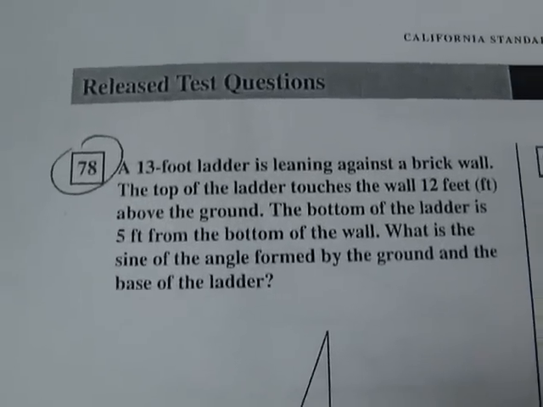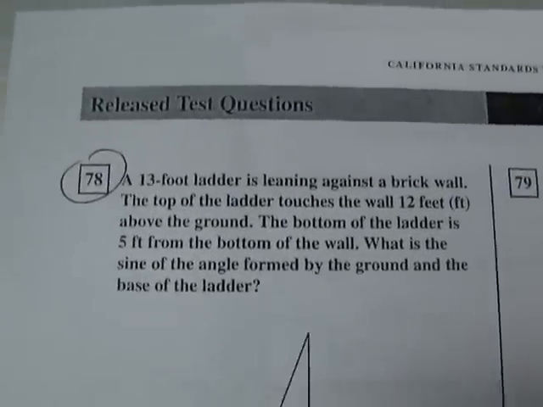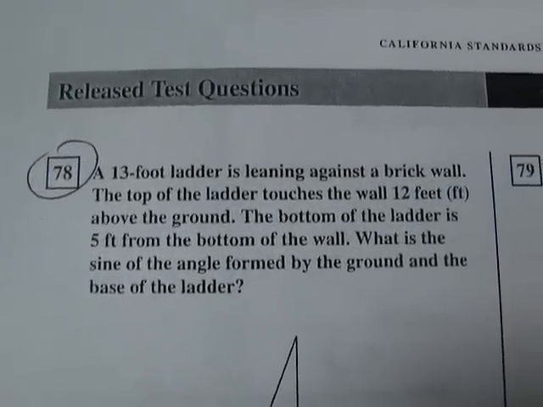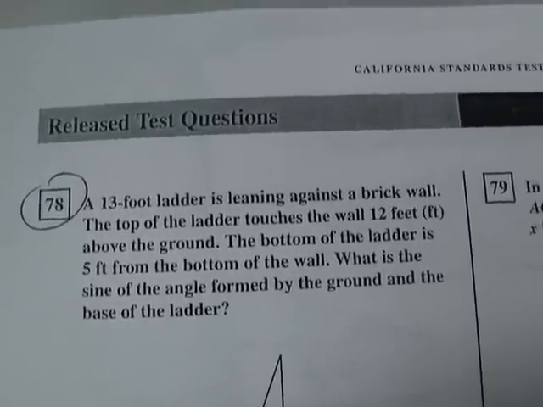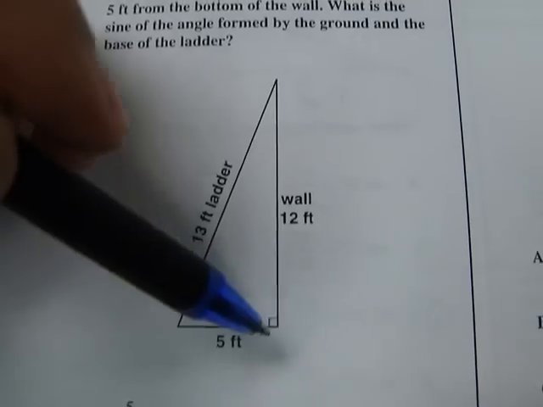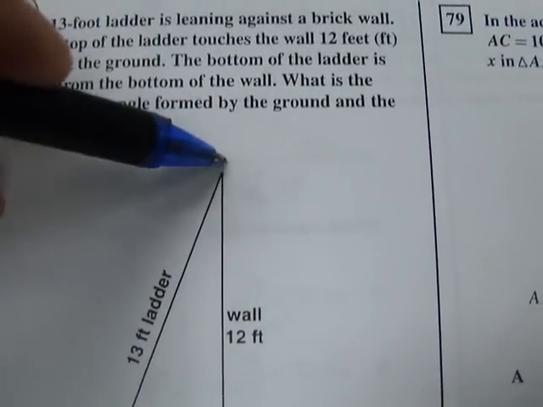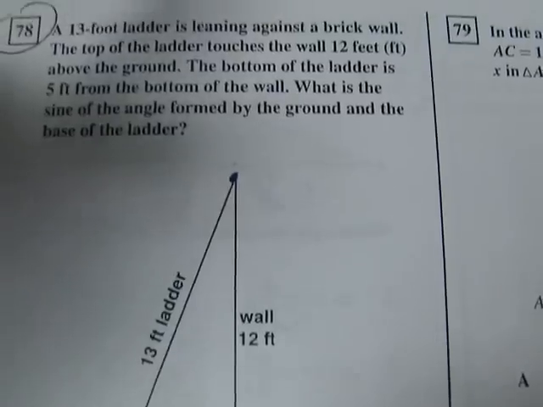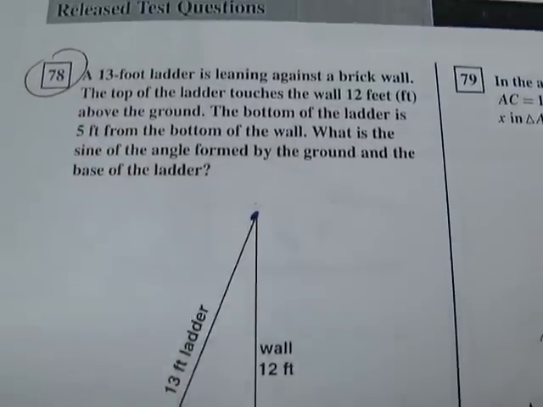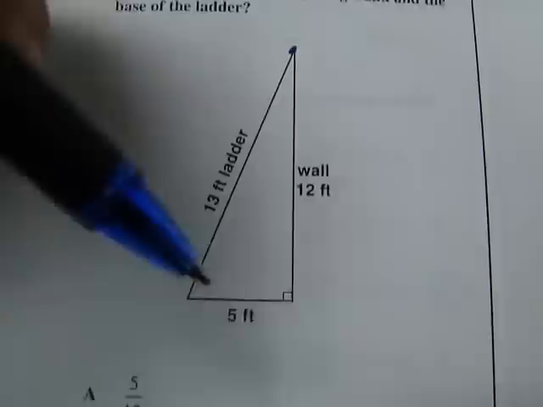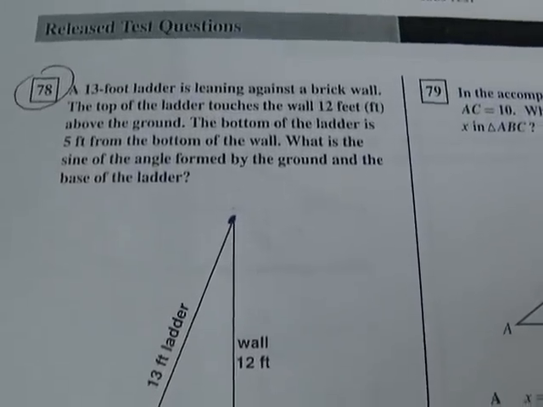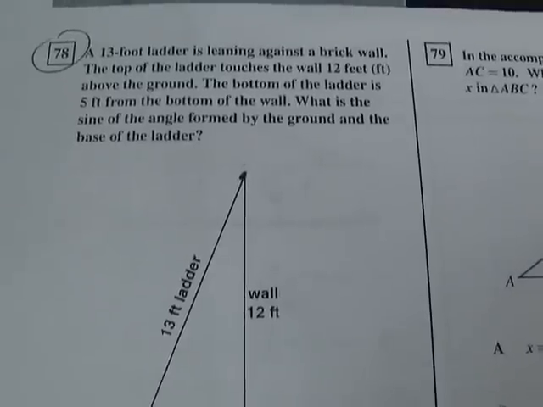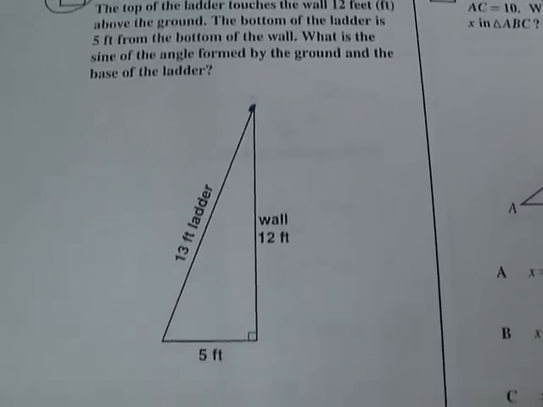Last problem is going to be 78. And this one's very wordy, so find key words. A 13-foot ladder is leaning against a brick wall. The top of the ladder touches the wall 12 feet above the ground. So this is the wall. It's a 13-foot ladder. The bottom of the ladder, right here, is 5 feet from the bottom of the wall. What is the sine of the angle formed by the ground and the base of the ladder?